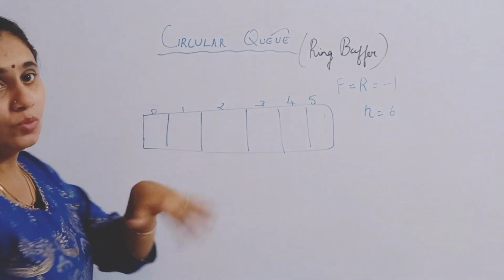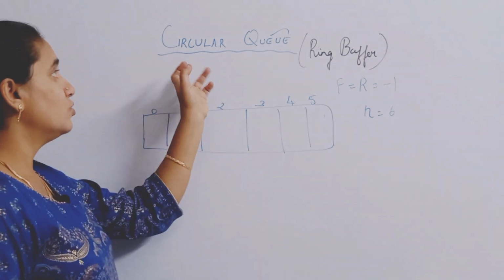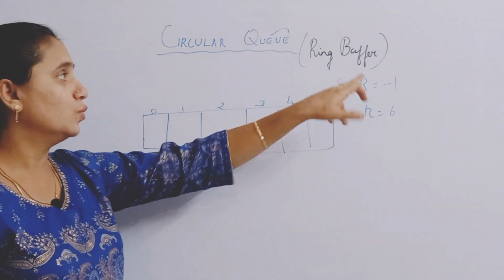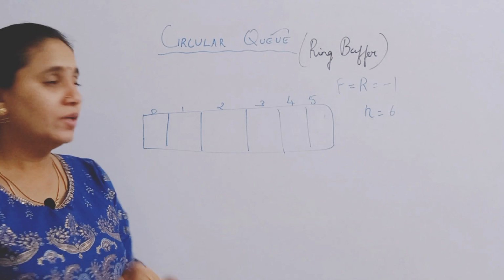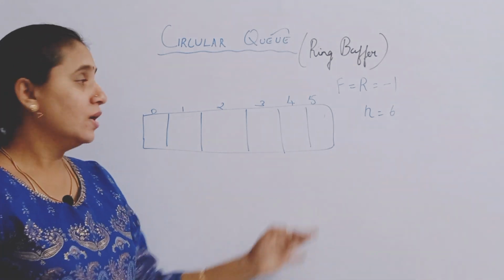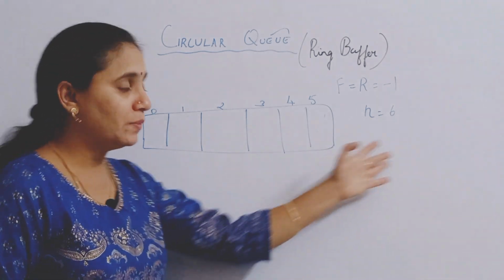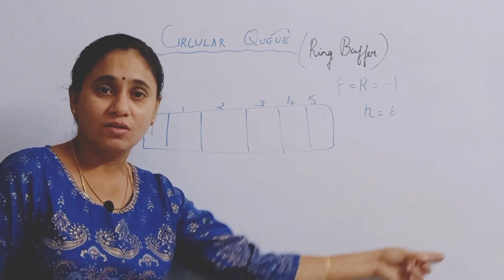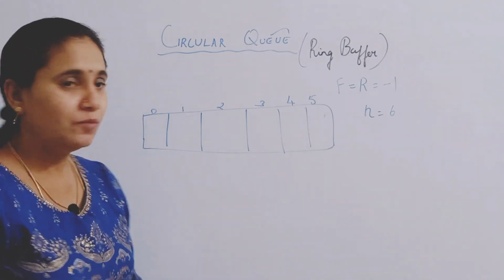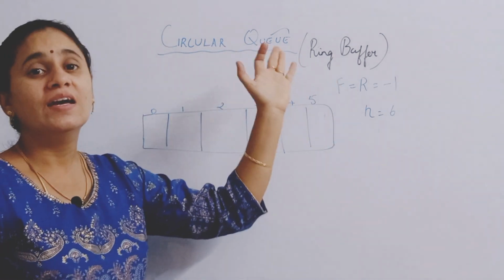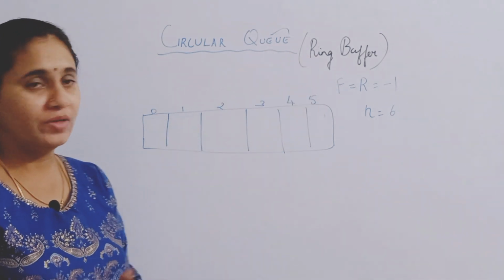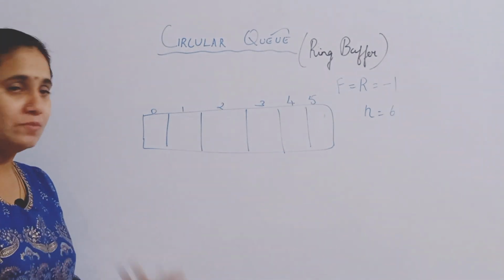So another thing I just forgot, friends. Another name for circular queue is ring buffer. Okay, just now I drew a diagram where I represented this queue data structure in a circular format. So another name for the circular queue data structure is ring buffer. So please make a note of it. They may ask in an MCQ.